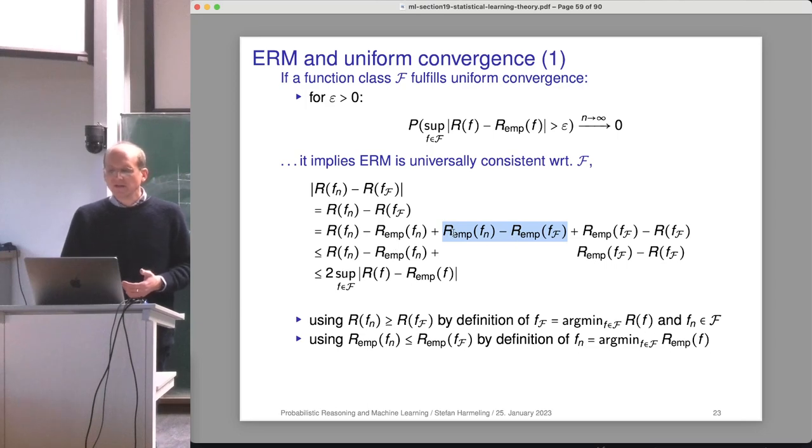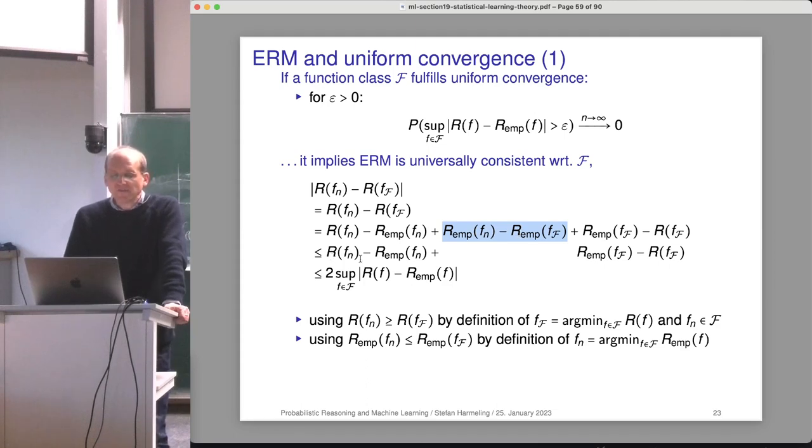So I need to argue that this one is a negative number. Why is it a negative number? Because f sub n is, by definition, the function f that minimizes the empirical risk. So f sub n is exactly minimizing this expression R sub n. That's the empirical risk minimization principle. So this one must be smaller or equal to the empirical risk of any other function. That's why we can omit that expression. So far so good.